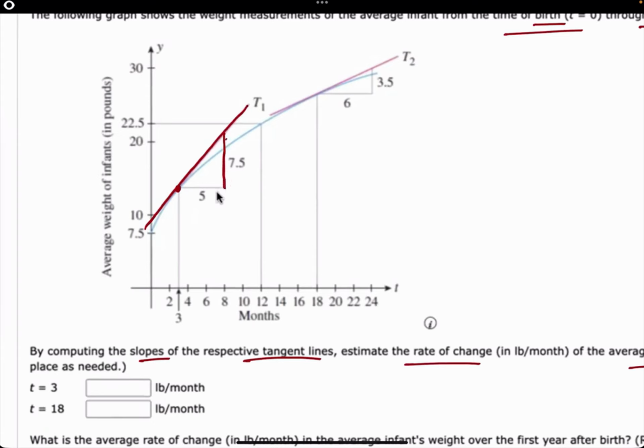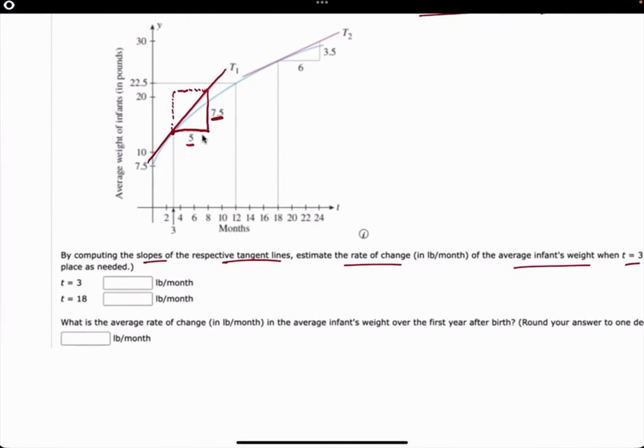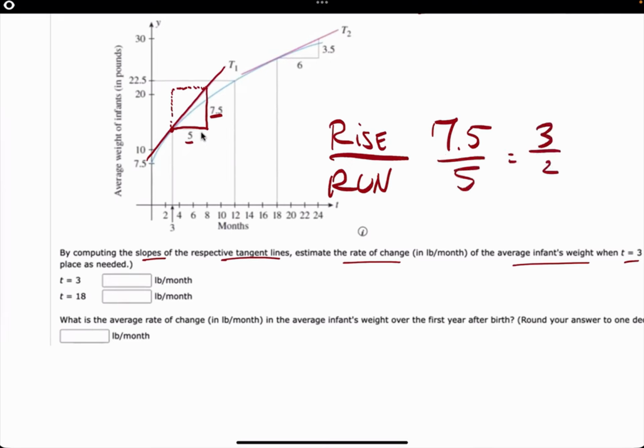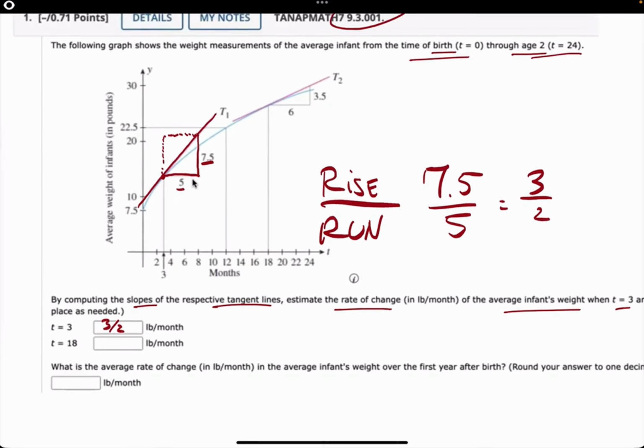They're giving us like a change in height, basically a rise of this line here. And they're giving us a run right here. So they're giving us a rise and a run, which we can use to calculate the slope. So rise over run is our slope. So 7.5 over 5 equals 3 over 2 if we divide both by 2.5. So 3 over 2 is the slope of the first line.